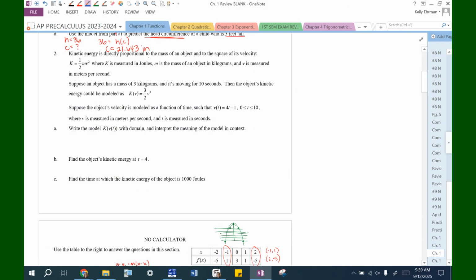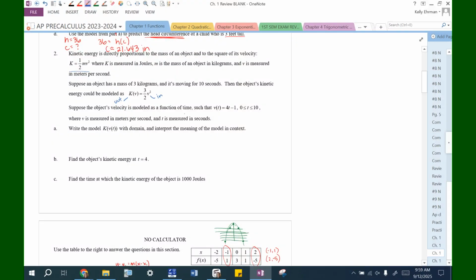Kinetic energy is directly proportional to the mass of an object and to the square of its velocity, which is this relationship here. K is measured in joules, M is the mass of an object in kilograms, and V is measured in meters per second. So that's 3 different variables right there. I'm giving you a specific scenario. Suppose an object has a mass of 3, so that's been put in for you. It's been moving for 10 seconds. The object's kinetic energy would be modeled as K of V equals 3 over 2 V squared. So V is the actual input and K is the output.